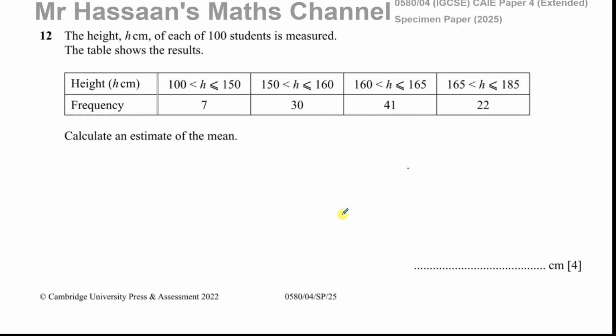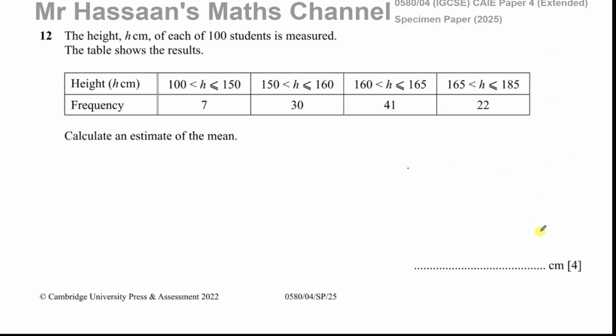So we're told that the height, h centimeters, of each of the 100 students is measured. The table shows the results. So we get the height in groups. All those students whose heights were greater than 100 up to 150 were placed in this group, and those between 150 up to and including 160 in this group, and so on. So the students have been grouped according to height in these different categories.